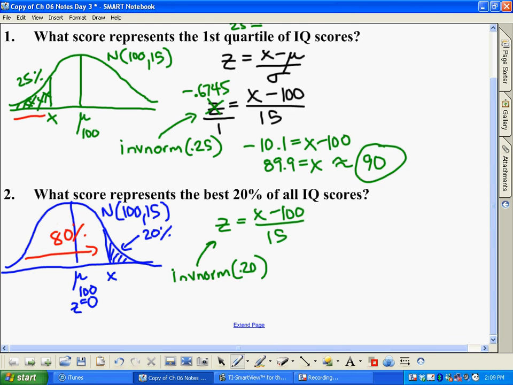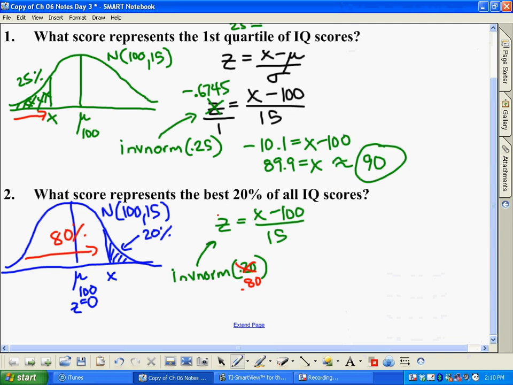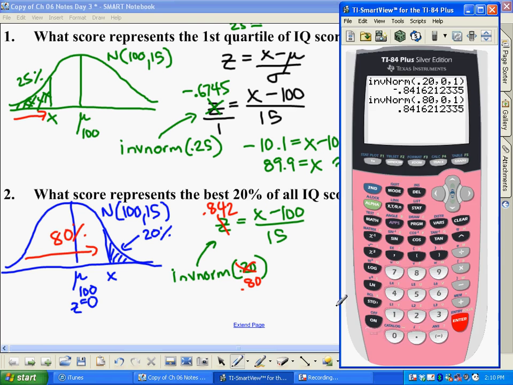Just like here we looked at 25% left to right, here we're looking at 80%. So we're actually going to use 0.80. When you do that, what we're going to get this time is second vars number 3. We're going to use 0.80. Go down to paste, press enter. So it's actually 0.842, which is the opposite version of that.